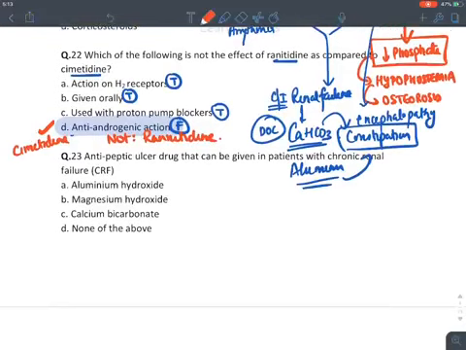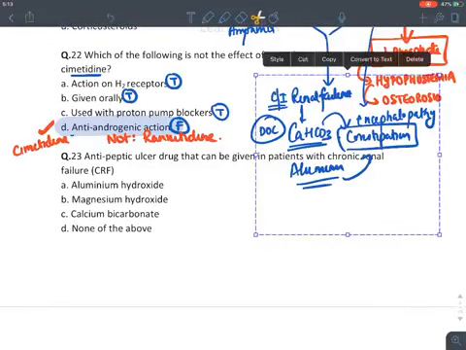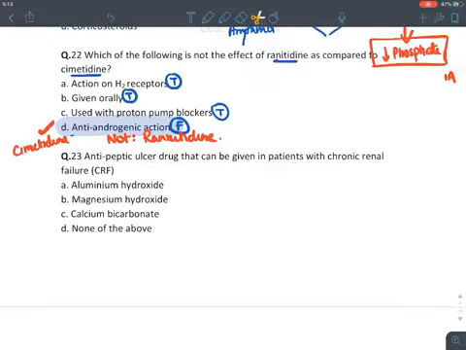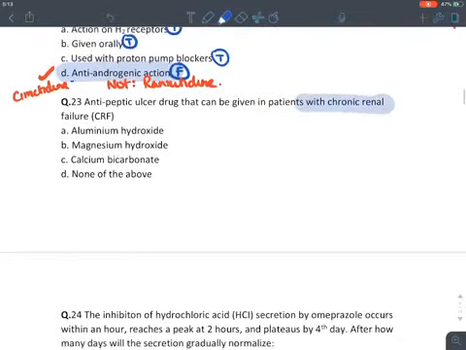Okay. Now the next question is asking about an antipeptic ulcer drug that can be given in the patient of chronic renal failure. I believe we have already discussed, that was calcium bicarbonate. So calcium bicarbonate is the antacid of choice in chronic renal failure.